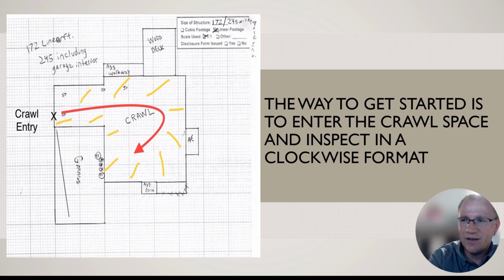It's almost kind of interesting how you can go through a little opening and end up in another room. But keep in mind, if you work in a clockwise format, even if you're in a main crawl space that opens up to a smaller one, you just go into the smaller one, do the clockwise format, come out, and then pick up right where you left off in the main crawl space. But this is a way to make sure you don't miss anything.